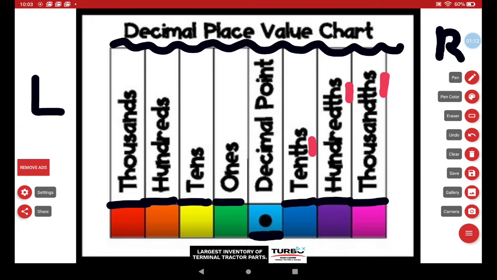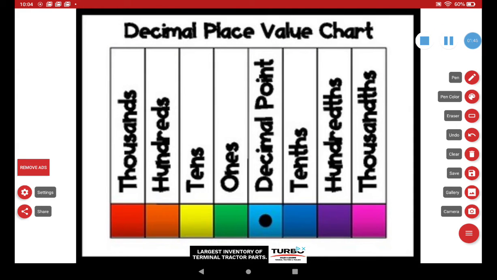Okay, now if I have a number that looks like this, I don't say 4.07, although that's how a lot of people talk. I don't say 4.07. Instead, I read it as 4 and 7 hundredths. Do you see that? 4 and 7 hundredths. All right, let's try that again.